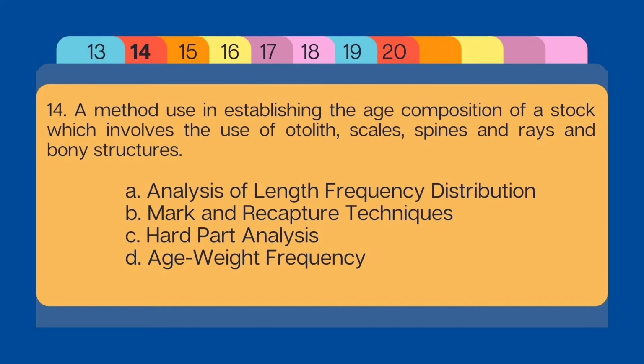Number 14. A method used in establishing the age composition of a stock, which involves the use of otolith, scales, spines, and veins, and bony structures. A. Analysis of length frequency distribution, B. Mark and recapture techniques, C. Hard part analysis, or D. Age and weight frequency. The answer is C.